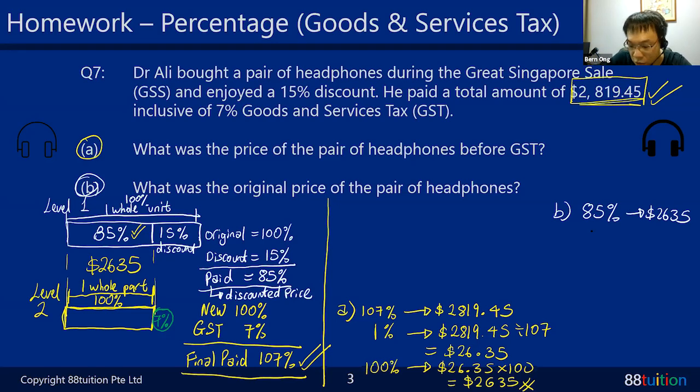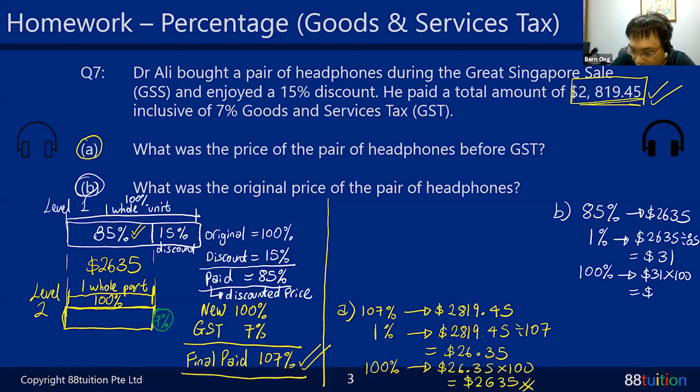Is 100%. You find 1% first. So from 85, how to get to 1? Divide by 85. You divide by itself. So using my mental calculation again, I will get 31. You see, my mental sum powerful, right? And what happened after that? You're supposed to find 100%, which is the old 100%, which is the whole unit. 31 times 100, and therefore your answer is 3,100.